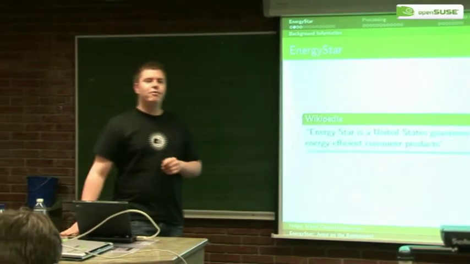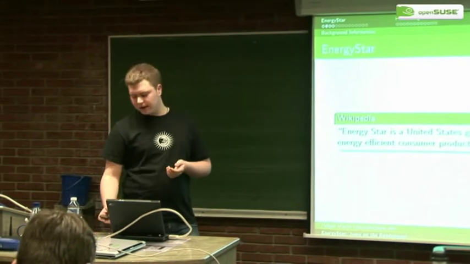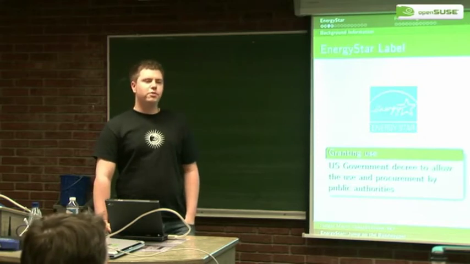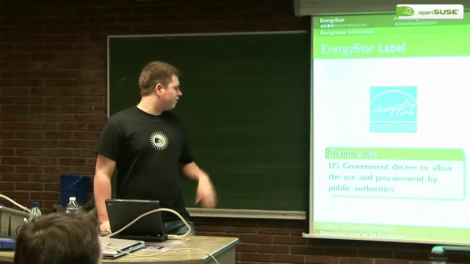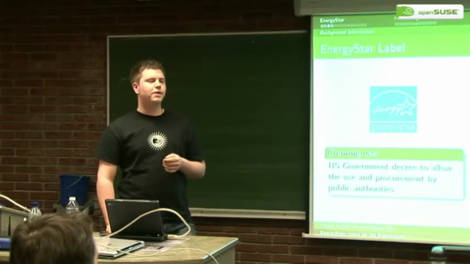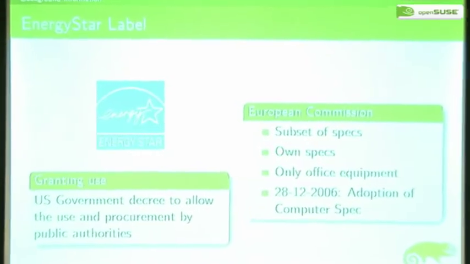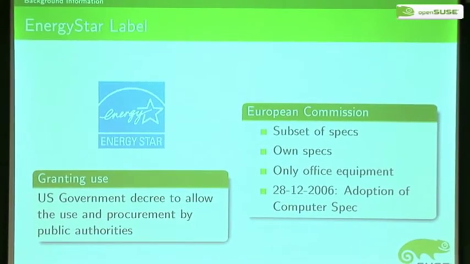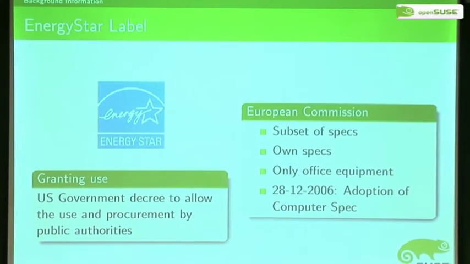And you might wonder if Energy Star is a US only label or something like that. It is not, because of a US government decree, the use and procurement is granted for public authorities. So as a consequence of that, for example, the European Commission cares about the Energy Star label in Europe. They have only a subset of the specs of the EPA and also their own specs, but only care about office equipment. But at the end of 2006, they adopted the computer specification, so those specifications are equal.